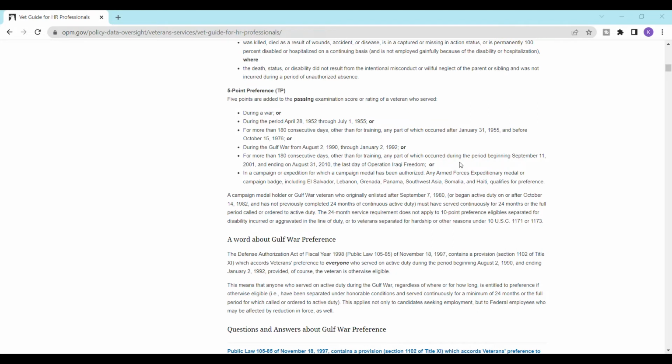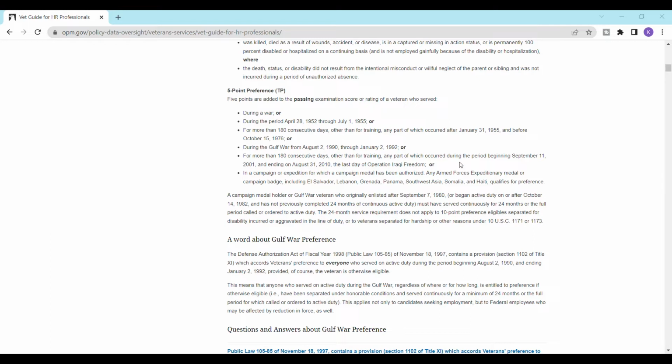I'm going to start with explaining veterans preference. To show you the policy, I'm at opm.gov, then I went to the policy tab, veteran services tab, and vet guide for HR professionals tab. This is the exact place that an HR specialist is going to go to confirm that you meet veterans preference. I'm also only going to focus on three preferences. They're the main ones and most common. You have TP, CP, and CPS.